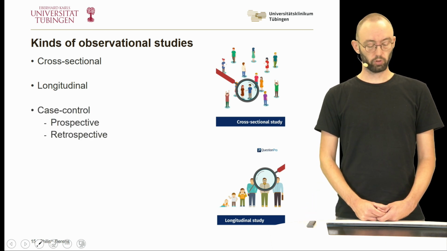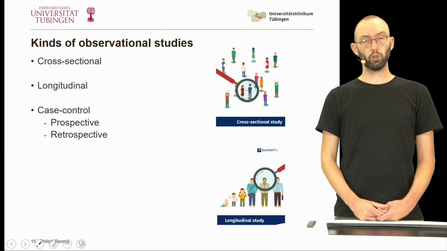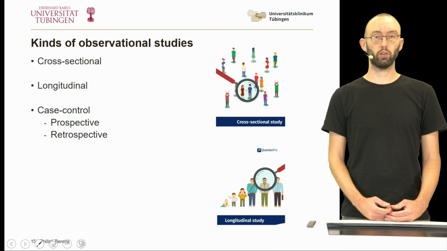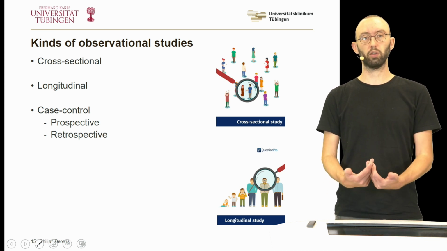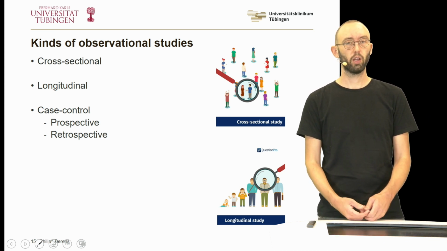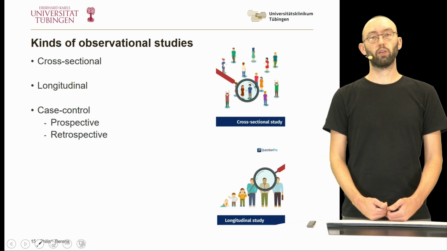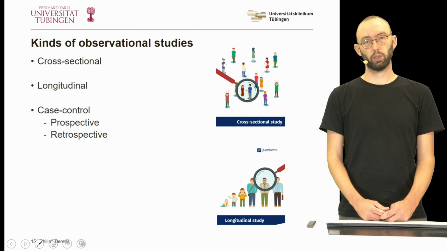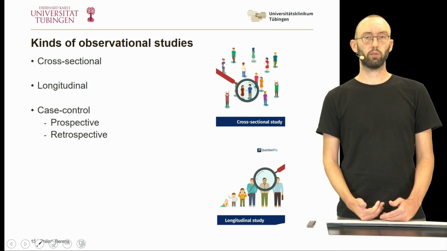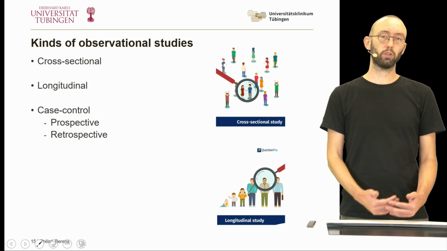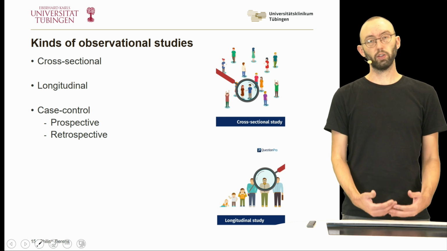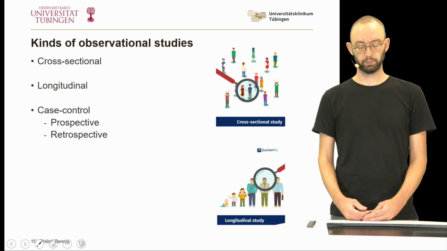Finally, there's also the option to do case control observational studies, either in a prospective sense, where you enroll people that come in the future, let's say, to your hospital, or in a retrospective sense, where you go to your electronic health records and look for people that have been at your hospital in the past. In case control studies, you compare people that have a certain syndrome or a certain characteristic with people that do not.